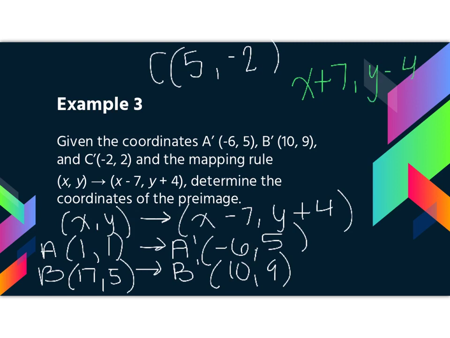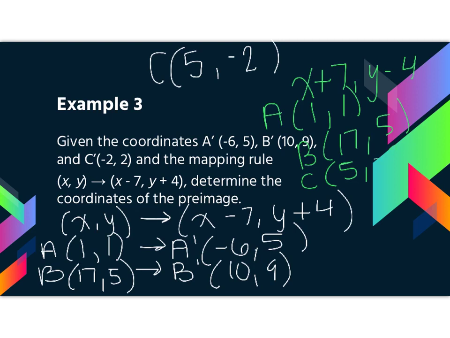So if you look at negative 6, and that's from A prime, so negative 6 plus 7 gives us 1, and then 5 minus 4 gives us 1. And so that's how we found A. For B, we do 10 plus 7 gives us 17, and 9 minus 4 gives us 5. And for C, we do negative 2 plus 7, which gives us 5, and then 2 minus 4 gives us negative 2. So that's another way you can think about working backwards. Either way is fine because they both arrive at the same coordinates.